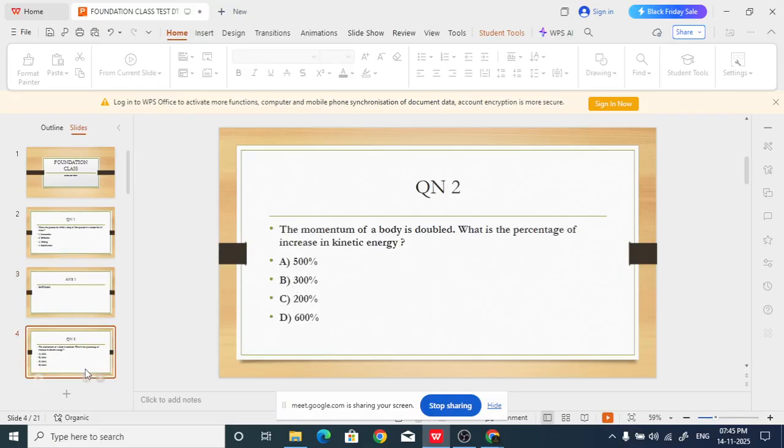Okay. Question 2. Palak, can you read this? Yes, sir. The momentum of a body is doubled. What is the percentage of increase in kinetic energy? Have you studied momentum and kinetic energy in your school? Yes, sir. What is the formula for momentum? How do you calculate momentum? Mass into velocity. Momentum equal to m into v. What is the formula for kinetic energy?